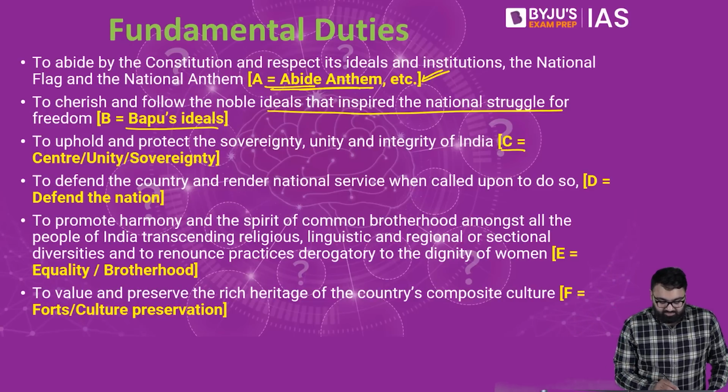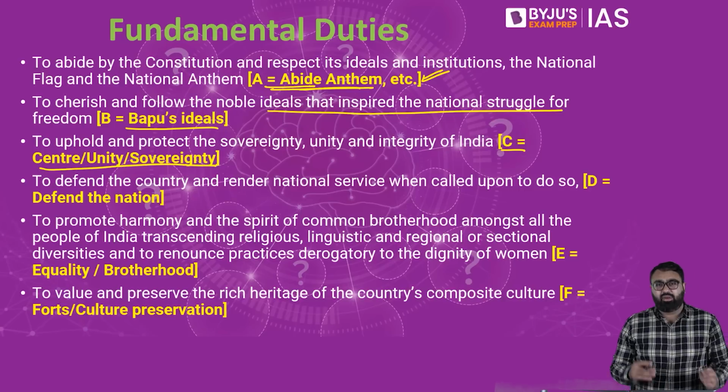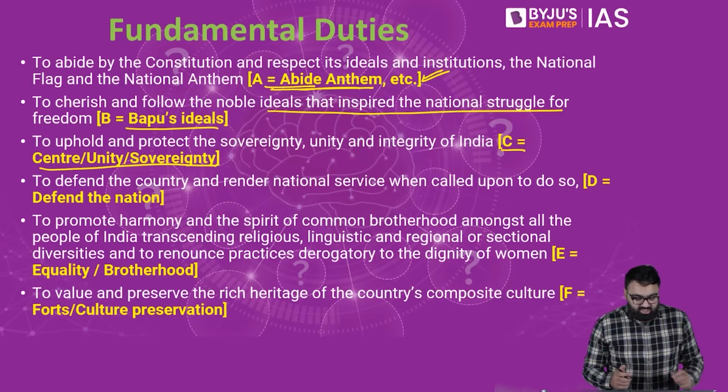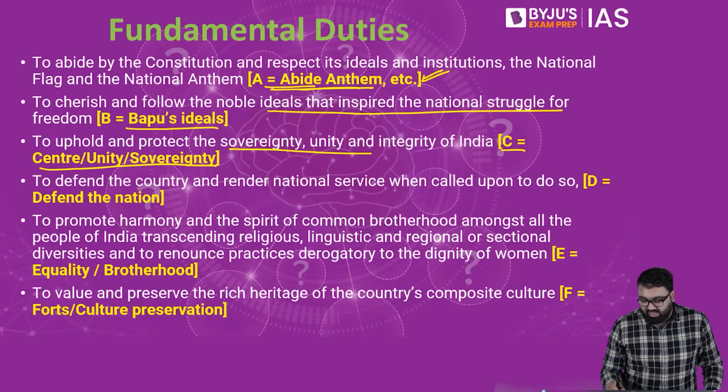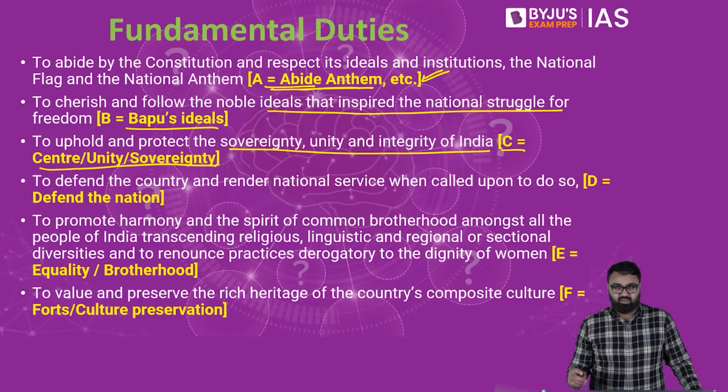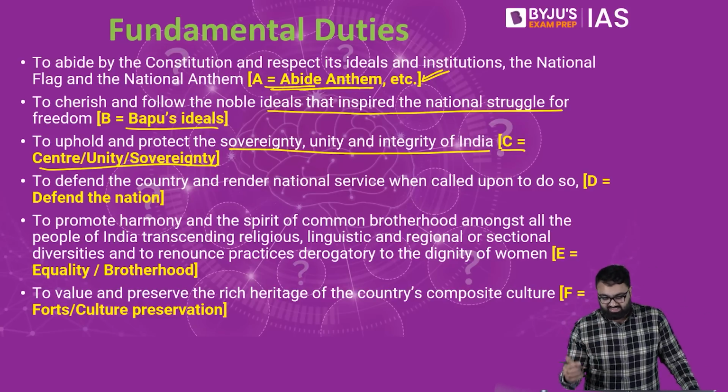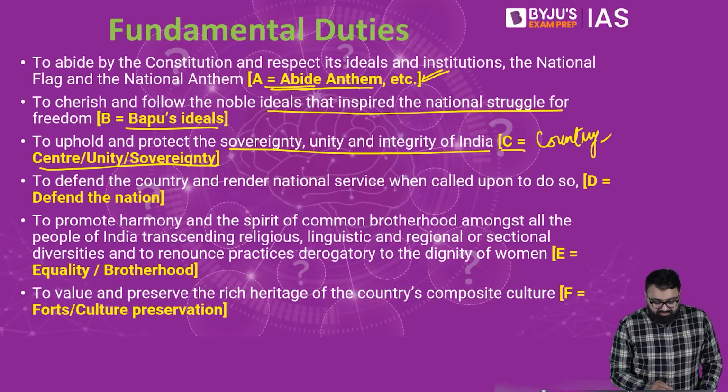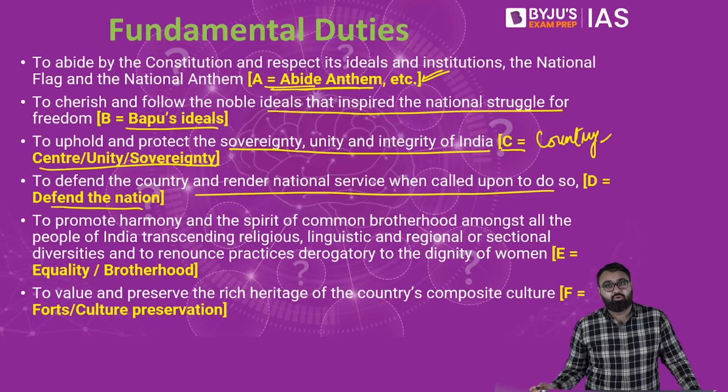C for center. Center means unity of the government, sovereignty. So the third duty is to uphold and protect the sovereignty, unity and integrity of the center or of the country. You can say C for center or C for country. What comes after C? D. D for defend the nation. So defend the country and give national service whenever called upon to do so.